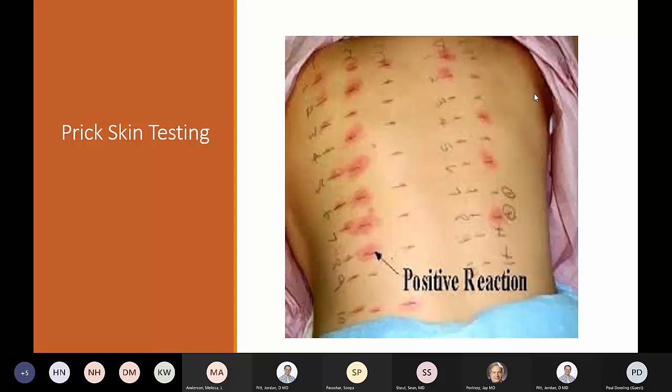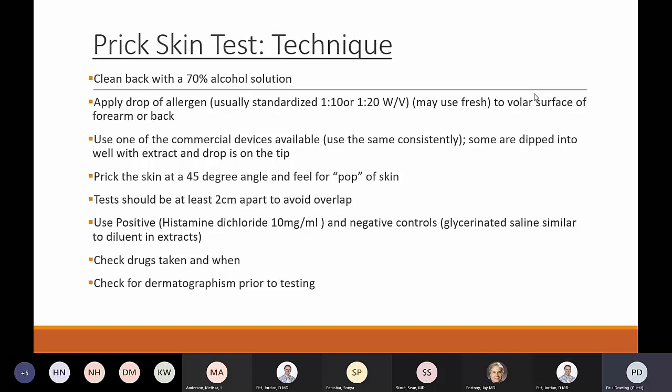So let's talk about the technique for prick skin testing. You want to clean the back with a 70% alcohol solution. So using the alcohol pads that we have in the clinic are sufficient. Depending on how you're doing the testing, some people will use drops and they'll have the allergen in a little dropper bottle. They'll have the patient lay on their belly, mark the skin for the different extracts or different skin tests they're going to do, and then put a drop to correspond with that allergen, and then prick through that.